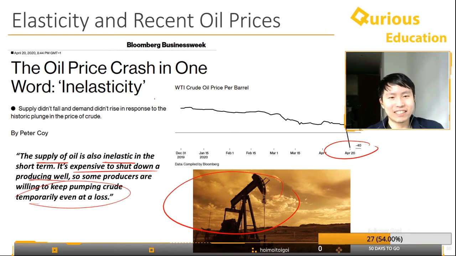Okay, so yeah, we can see how having an inelastic supply might be bad for the firm, because if you keep producing when you're making a loss, that means you're going to make more losses.